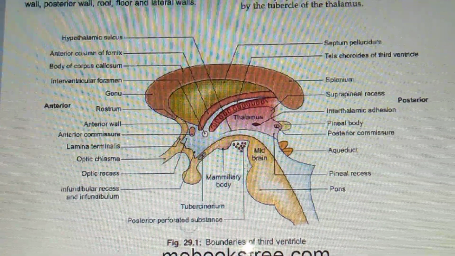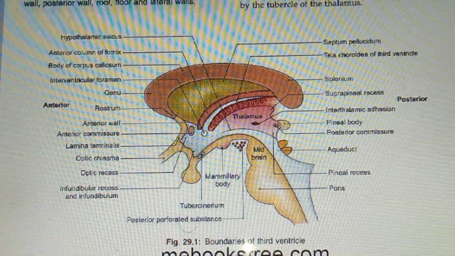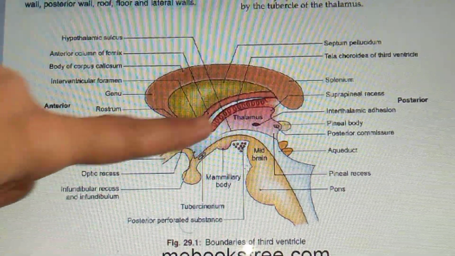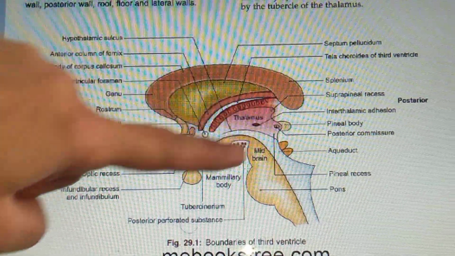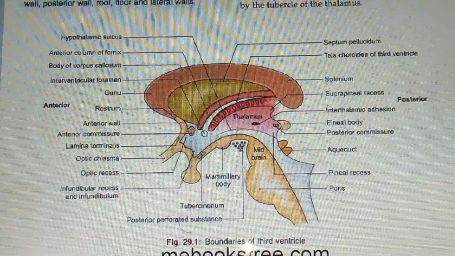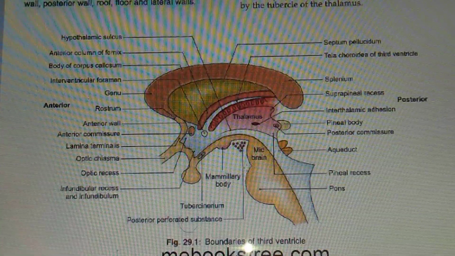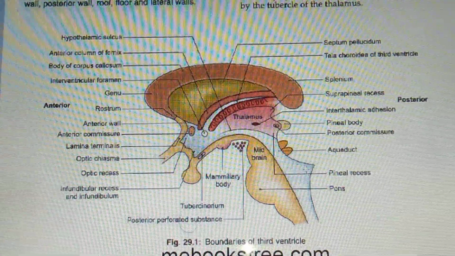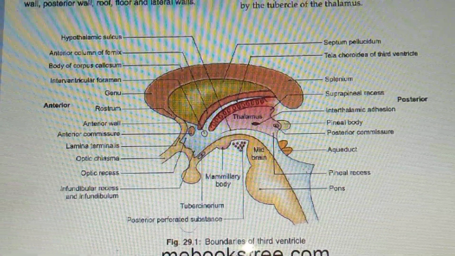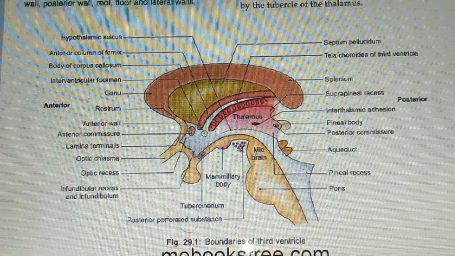Hello everyone, in this video we are going to learn about the third ventricle. Here you can see the diagram of the third ventricle, right? Now the third ventricle is a median cleft between the two thalami, and the cavity is lined by the ependyma.